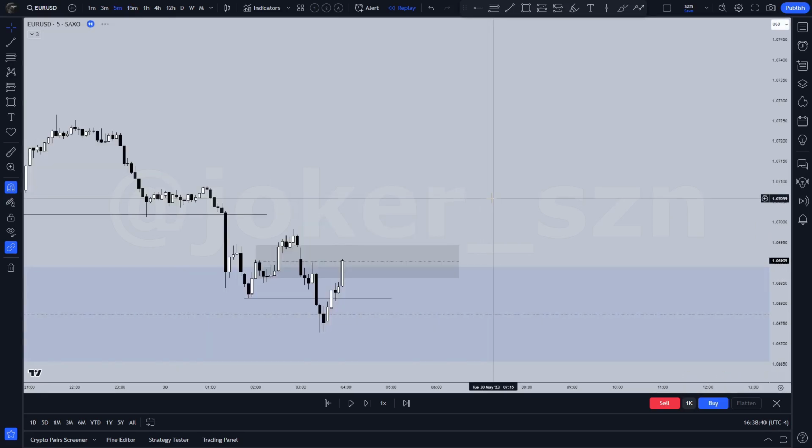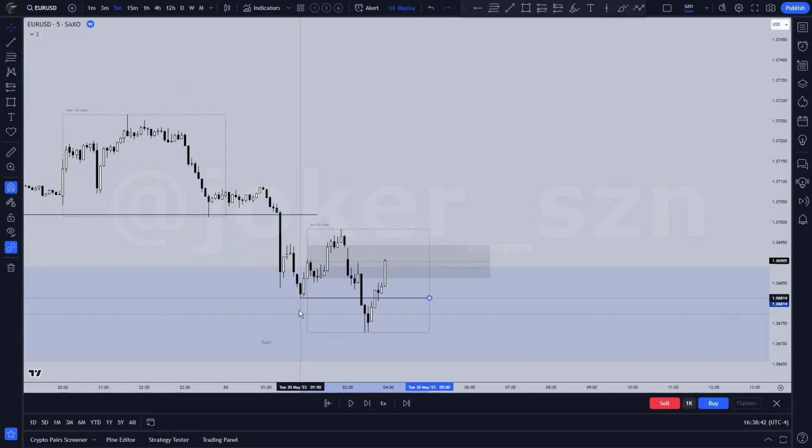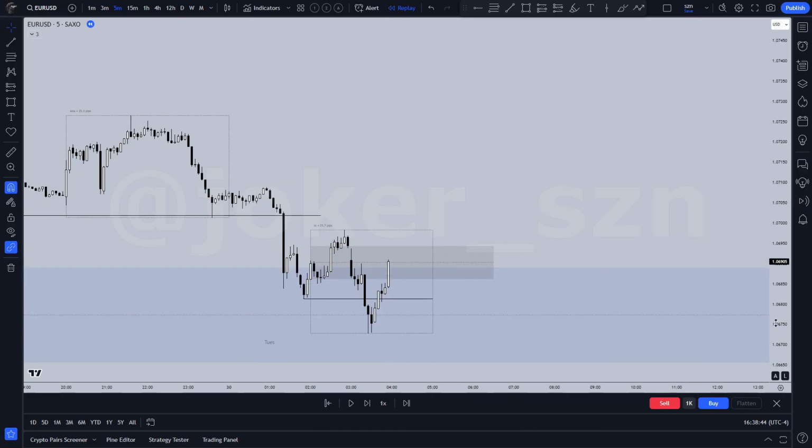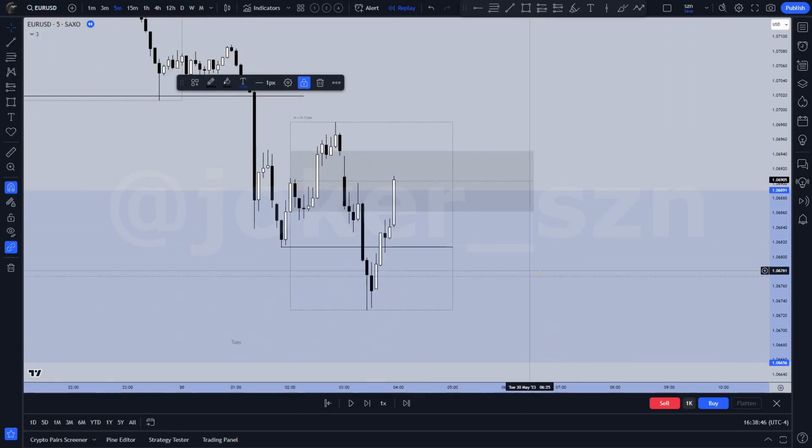So we go now to the M5 as well to get kind of like a more detailed view on price, and you can see how we had this propulsion block here, right? This is the order block, this is another order block. So again, we have the same example as I showed you on the H1 from Monday.